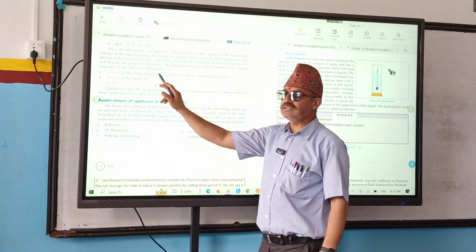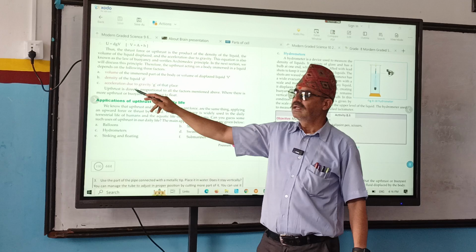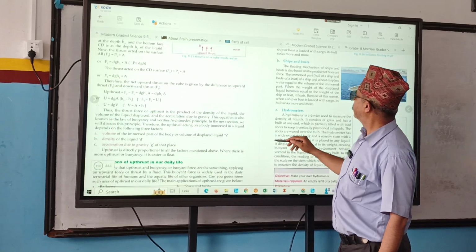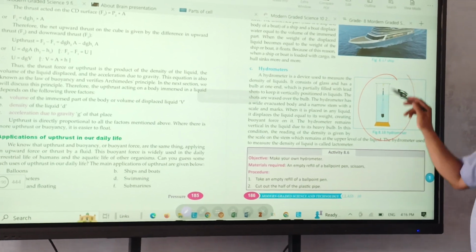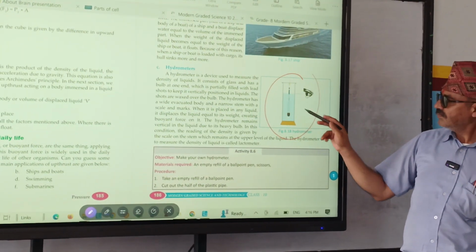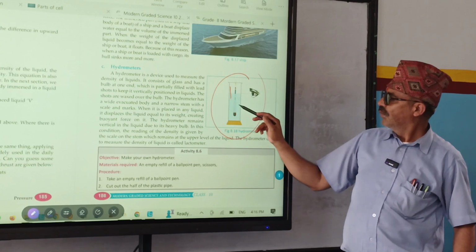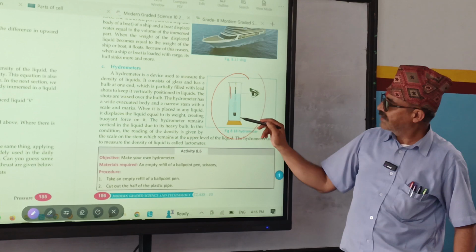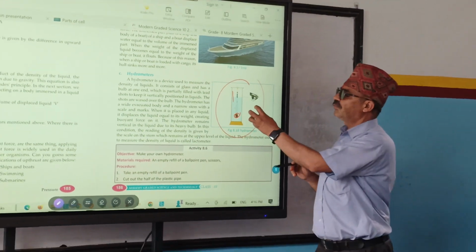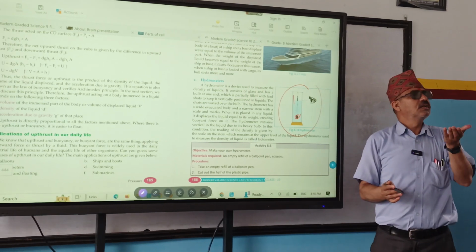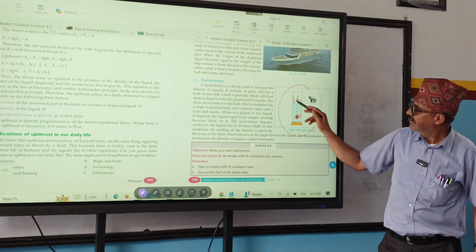And here are given the factors affecting upthrust. What are they? Volume of the immersed part of the body. What is next? Density of the liquid. Acceleration due to gravity. Here is given a hydrometer. Can you see this device in the diagram? Here is a container, let's say a beaker, a cylinder also we can say. What does this cylinder contain? Liquid. And to measure the density of that liquid, one device is kept. It is a bit heavy at the bottom and the upper side is light. If the liquid has more density, it sinks less. If it has less density, it sinks more. And the reading is taken up to where it shows.